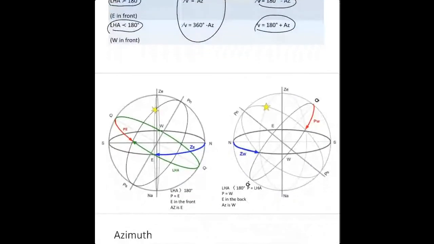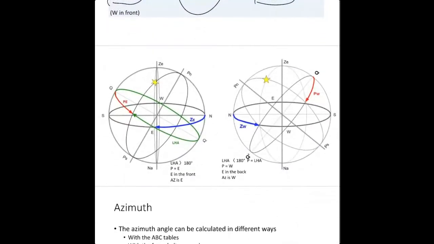Voila. And this is represented in another way. When the east is in the front, we have a polar angle that is east. When the west is in the front, we have a polar angle that is west. And so we're in the northern hemisphere, so the azimuth angle is measured from the north over the east when the polar angle is east, and over the west when the polar angle is west. Voilà, so this is a small recap.